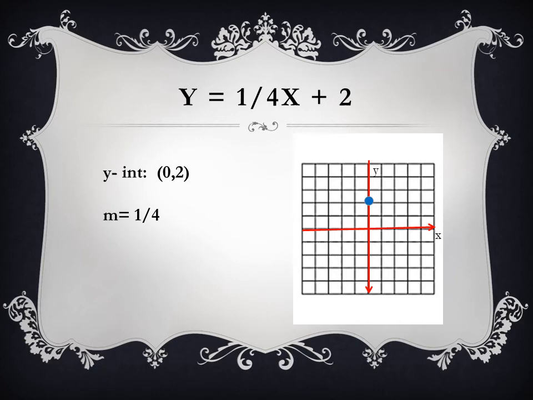So from our y-intercept, we're going to count up 1 and right 4 and plot that point. But remember, we can also go in reverse and count down 1 and left 4 and plot that point. We have our 3 points, so all that's left to do is simply connect the dots.